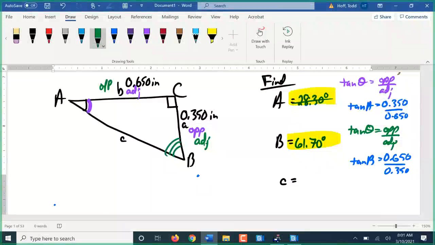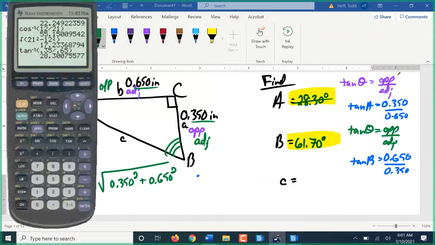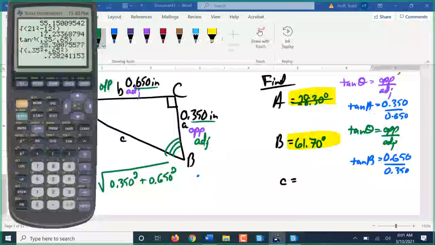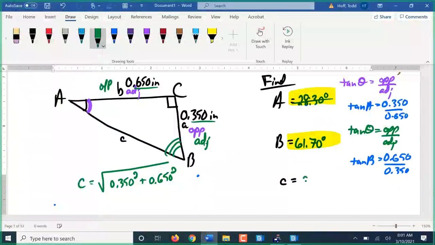And once again, for side C, I'll use A squared plus B squared equals C squared. Am I going to add these two when I square them or subtract them? I'm going to add them. Get rid of the square root, and the answer is 0.738. What do you think? Good stuff.